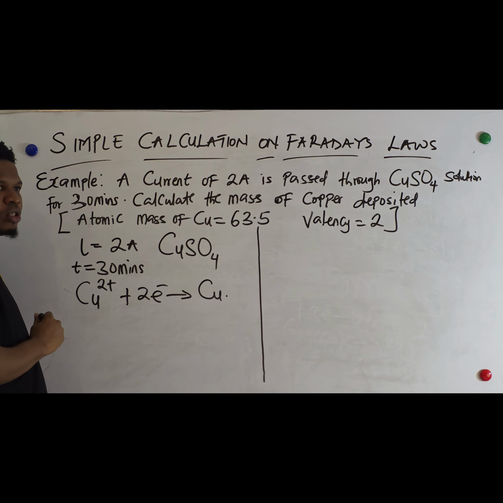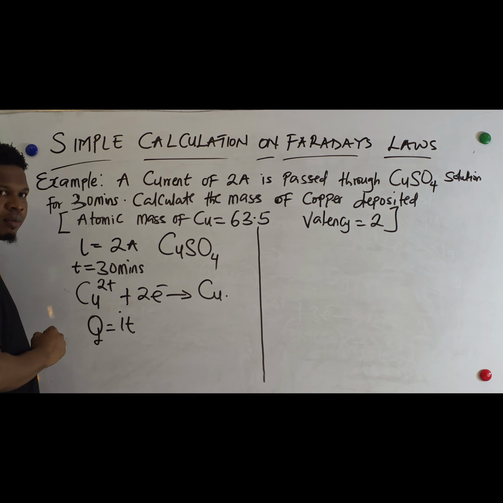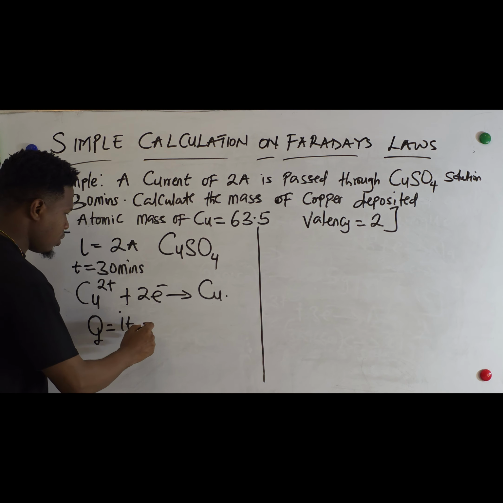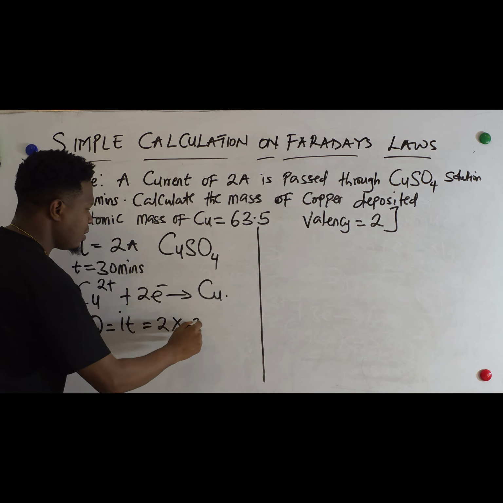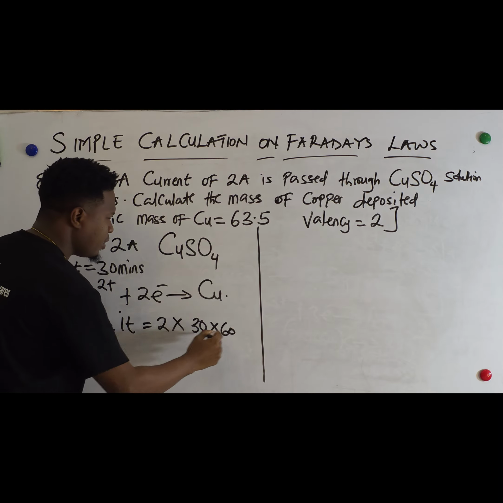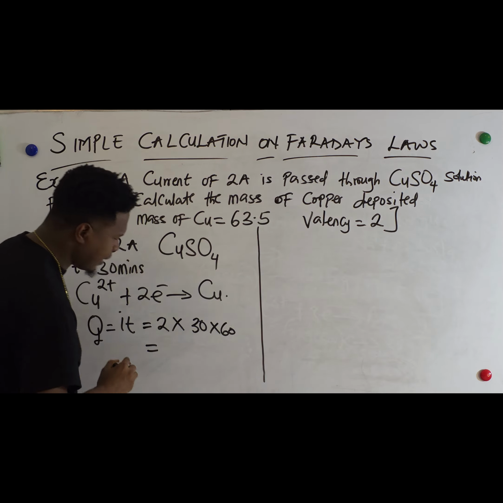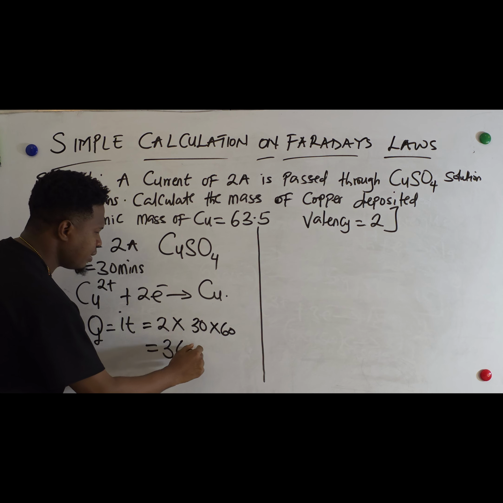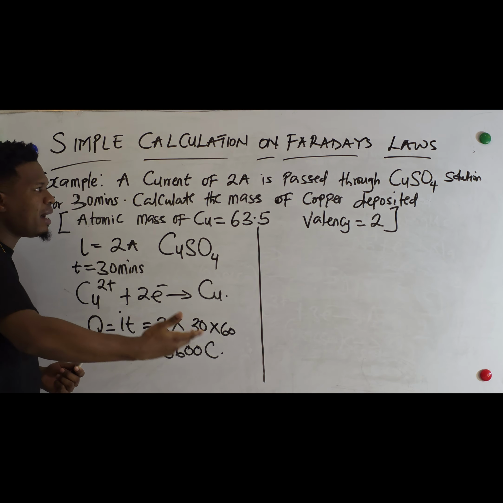The first step is to calculate the quantity of current that will be needed for this electrolysis. The quantity of current is equal to IT, which is 2 amperes times 30 minutes. Converting to seconds, multiply by 60. When you do this multiplication, you will have 3,600 coulombs.